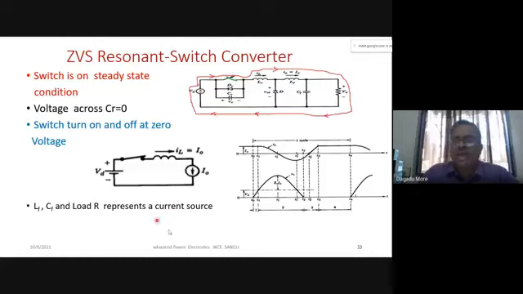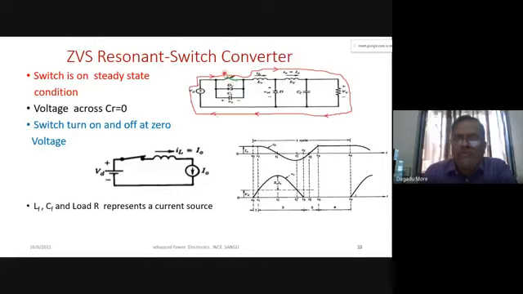Let us consider that at T0 we turn off the switch. We want to turn off the switch. When we turn off the switch, we have seen that we have a capacitor across the switch.